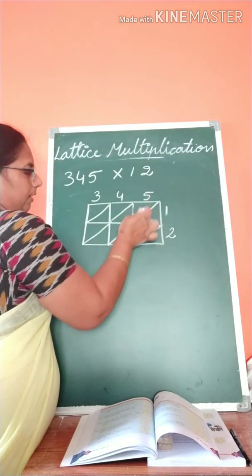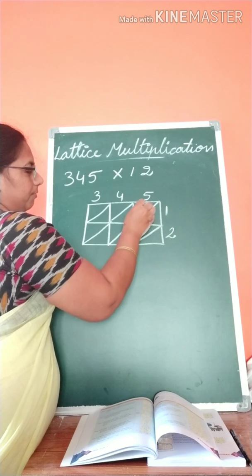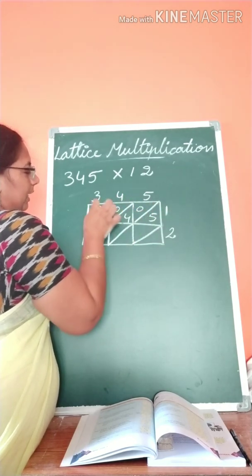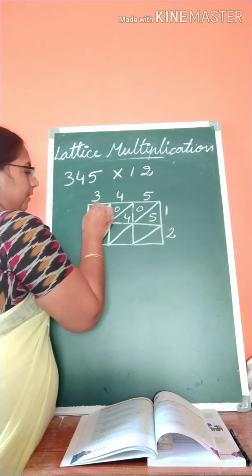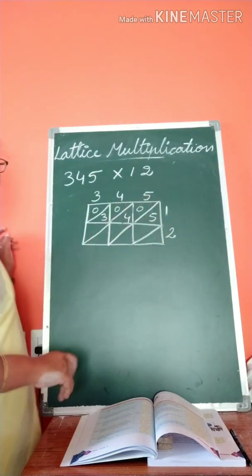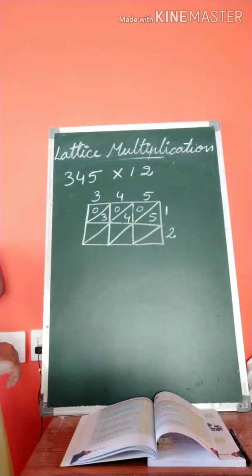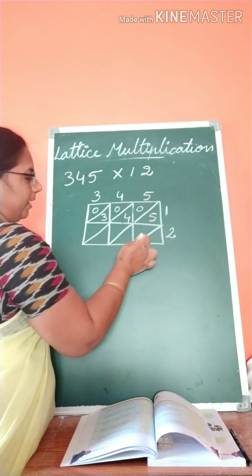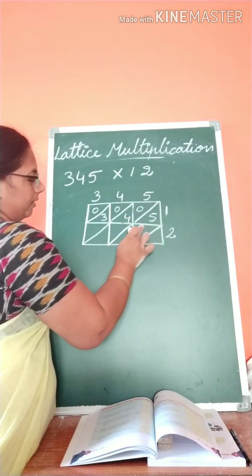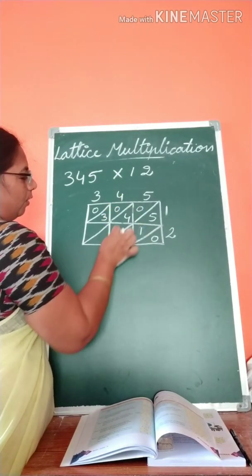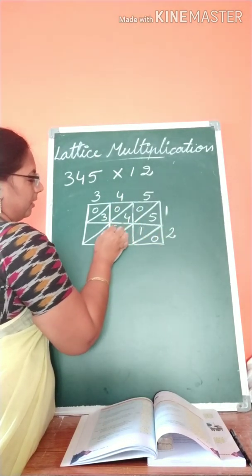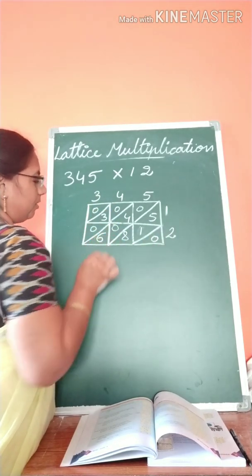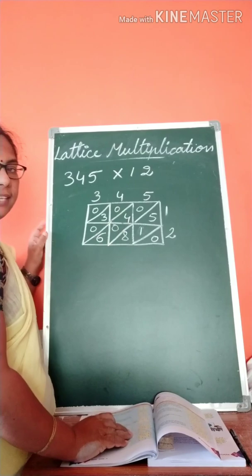Now start doing multiplication. First this box: 5 ones are 5. Next, 4 ones are 4. Next, 3 ones are 3. So multiplication by 1 is completed. Now coming to the multiplication with 2. 5 2s are 10, so 1 0. Next, 4 2s are 8, so 0 8. Next, 3 2s are 6, so 0 6. So multiplication has completed.